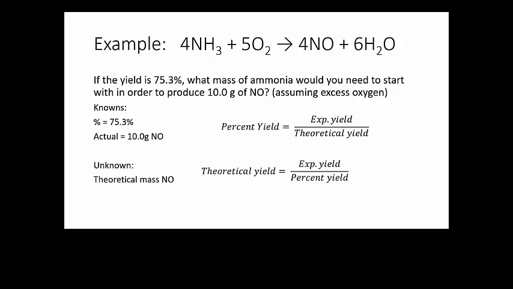So I can manipulate this equation algebraically to solve for my unknown. So my unknown here would be my theoretical yield, which would equal my experimental yield, which I know, over my percent yield, which I also know. So what do you get for your theoretical yield of the nitrogen monoxide? Putting in the values we know, we should have gotten 13.3 grams. And notice that I did change the percent to a decimal before adding it in there.